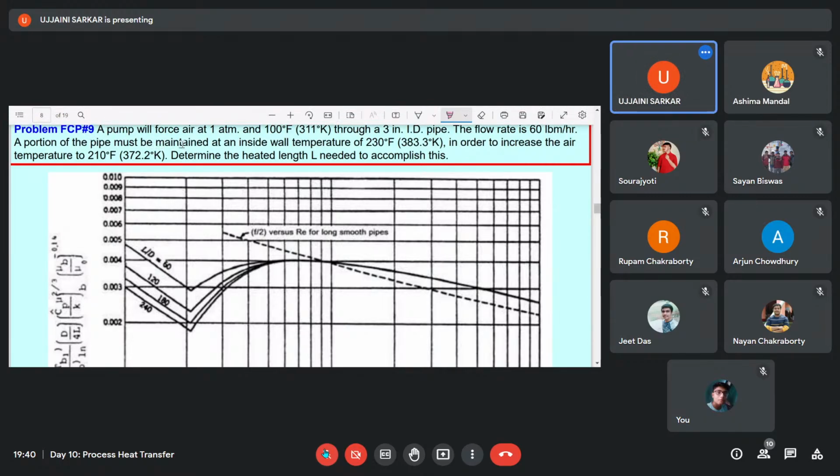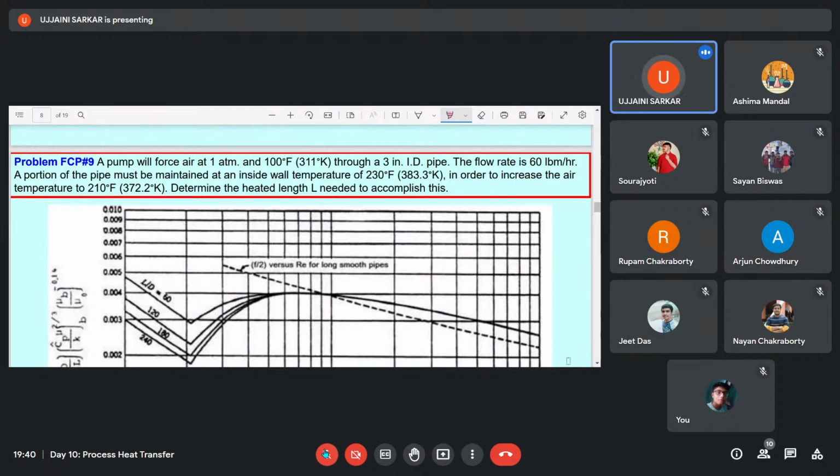A pump will force air. So here the fluid is air. Please go through the statement of the problem. It is visible. So go through the statement of the problem. And note down the data if you are having pen and paper. Please note down the data because now I will focus on the chart. When I focus on the chart, the problem statement will be missing in the laptop screen.